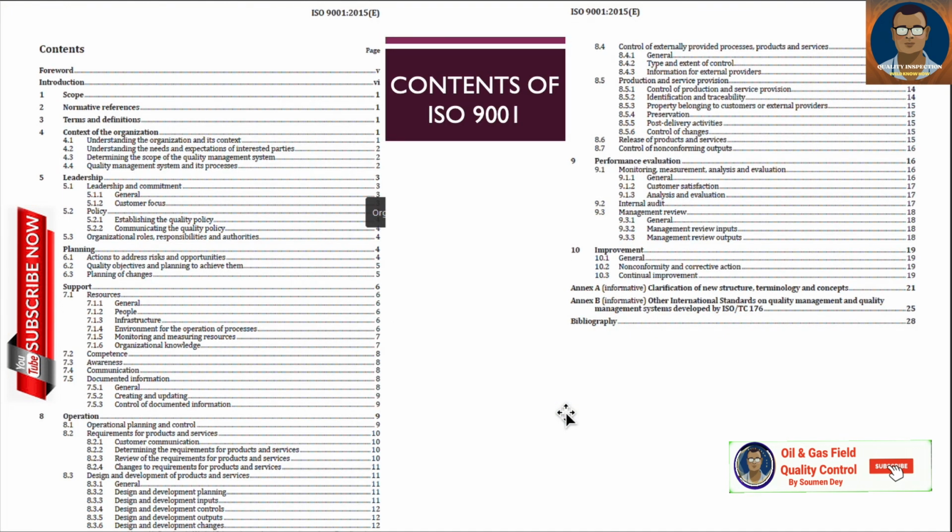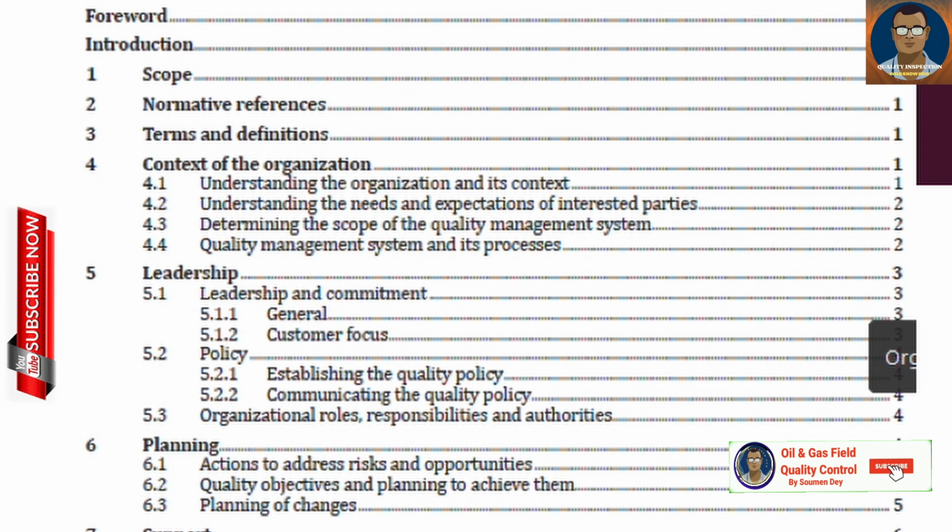Here you can see the contents of ISO 9001. We can see there are 10 clauses. The first one is scope, the second one is normative references, then terms and definitions. Here you can see some information and some abbreviations with their descriptions. This is basically the introduction of the standard, why we are using this standard, and where it is applicable. All this information you will get from these three sections.